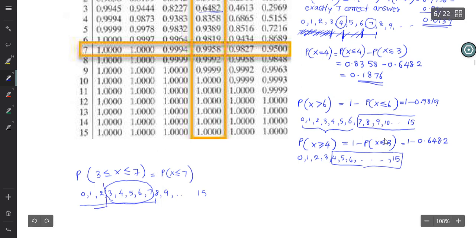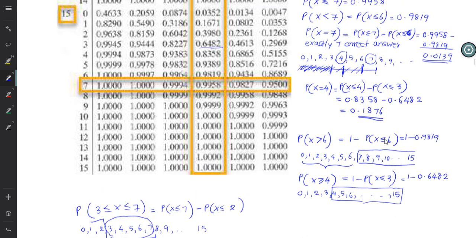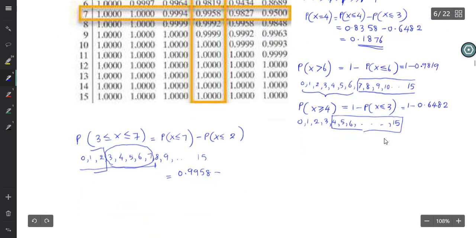So unnecessary values will be 0, 1, 2. If you subtract 0, 1, 2, you can get what you want. Only 3, 4, 5, 6, 7. So you have to do the subtraction of x all the way up to 2. So what is that value? Up to 7 you have 0.9958. Subtract up to 2. So 2 is 0.3980. And you can find the answer.